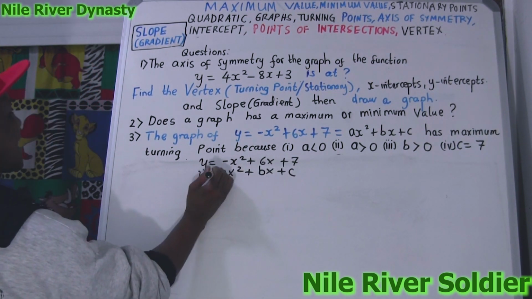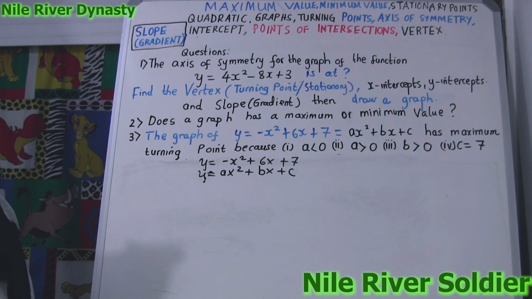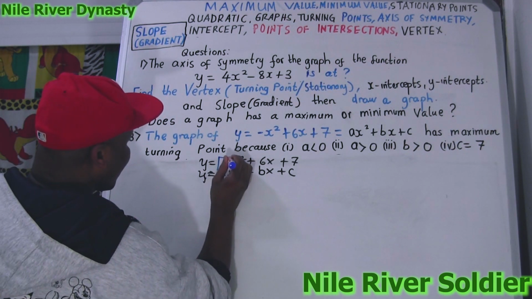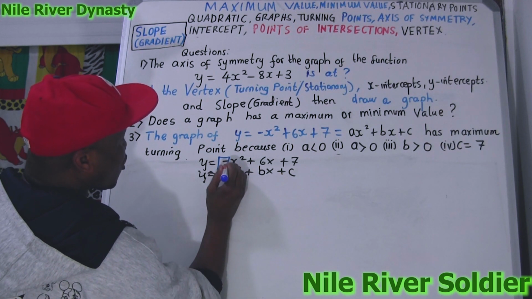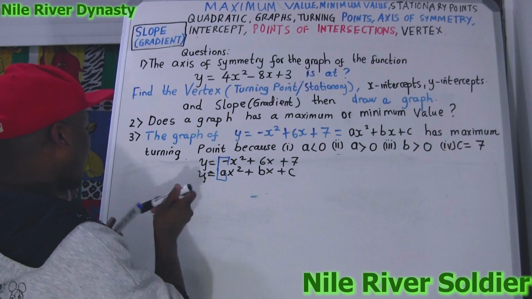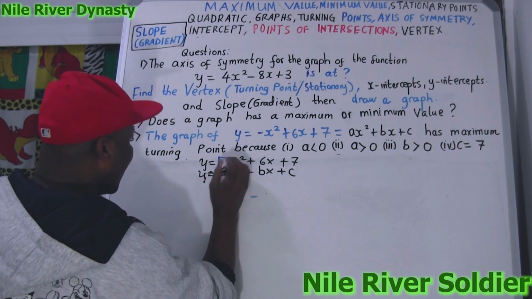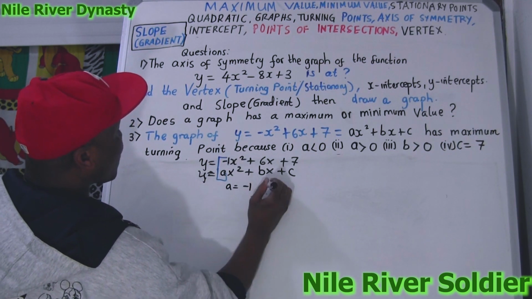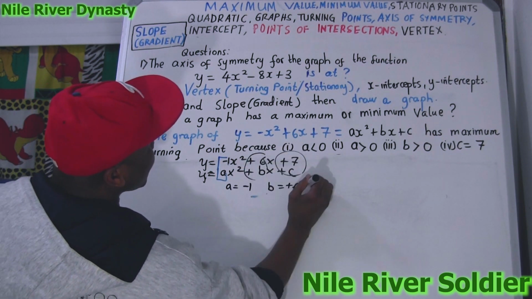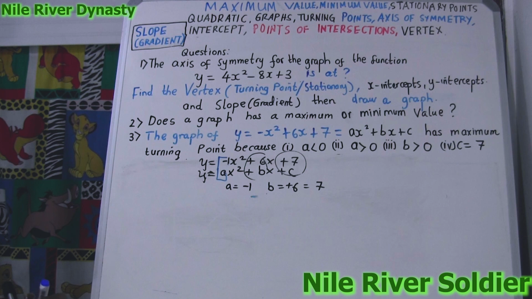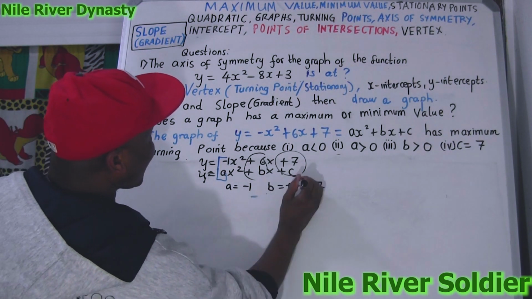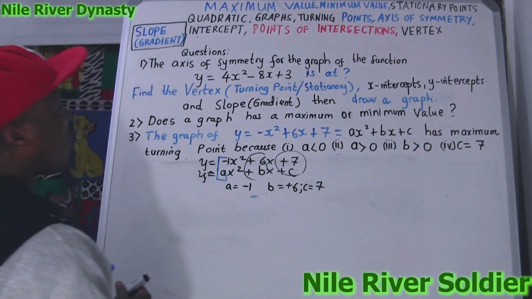So if you know your math, we know a equals -1, because if there's no number here, it means there's a 1 here, and it's negative. So a equals -1, b equals positive 6, and c equals 7. So you have a, b, and c. We got all of them. Now what do they want?